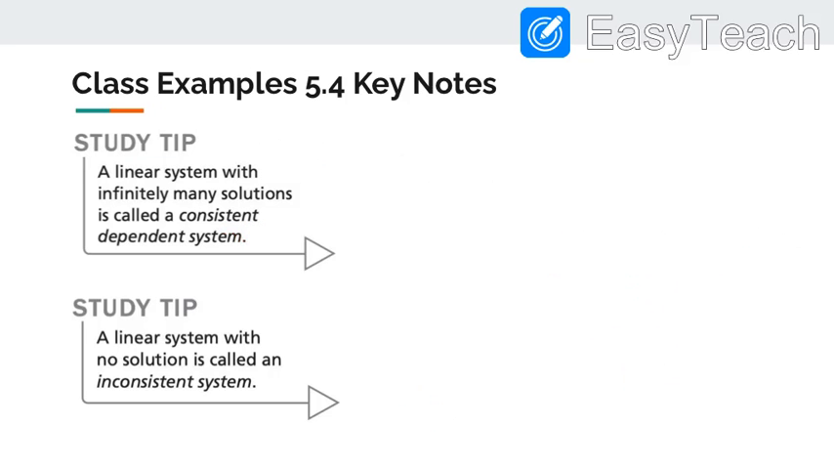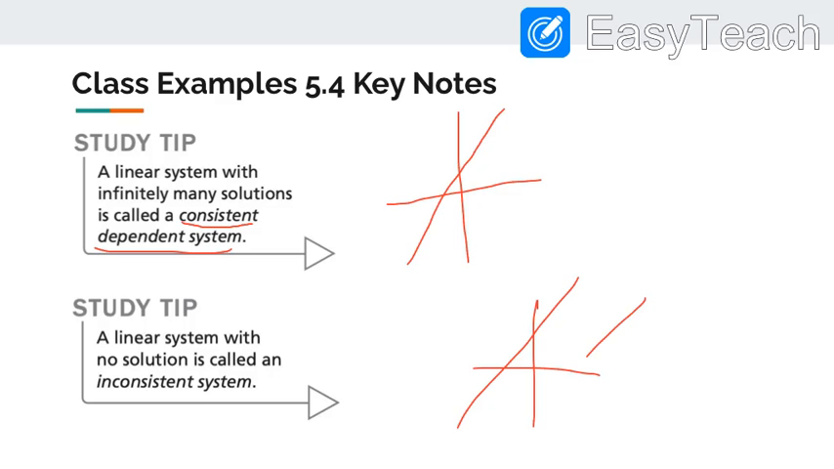So again, just some key notes. A linear system with infinitely many solutions is a consistent dependent system. So this means that, again, if we have a graph and there's only one line that shows up, it's a consistent dependent system. A linear system that has lines that do not touch is called an inconsistent system. Make sure you guys are writing these down and the examples of the graphs in your notes.